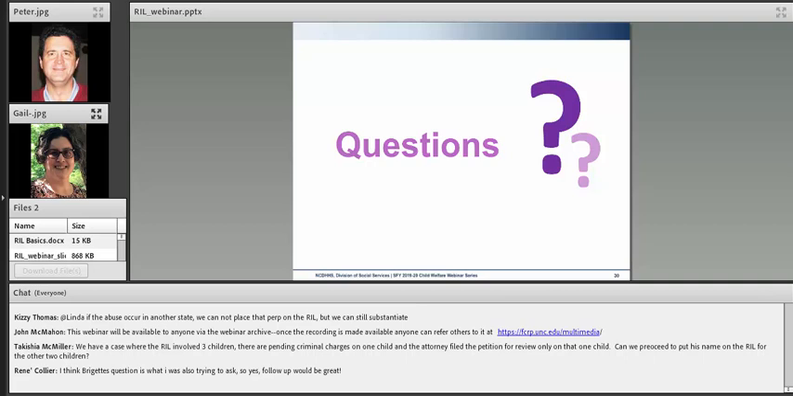So we have a case where the RAL involved 3 children. I think as long as it's the same perpetrator on all 3 children. It looks like criminal charges are maybe only filed based on what happened with one child, not necessarily all 3 children. Well, you've only got one responsible individual. That is a tough question.